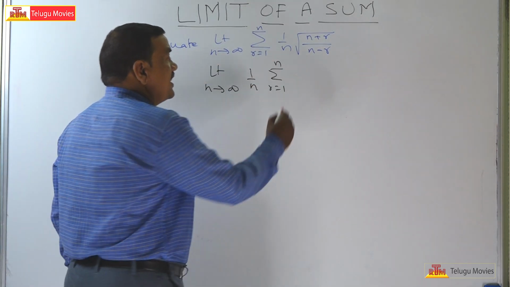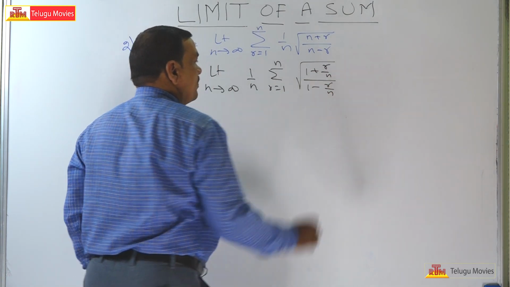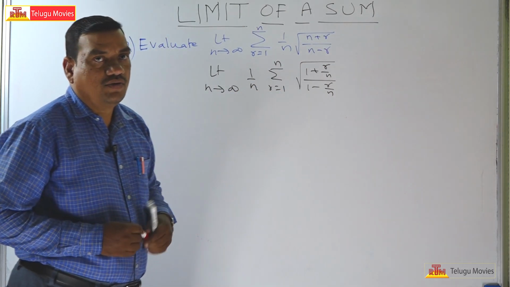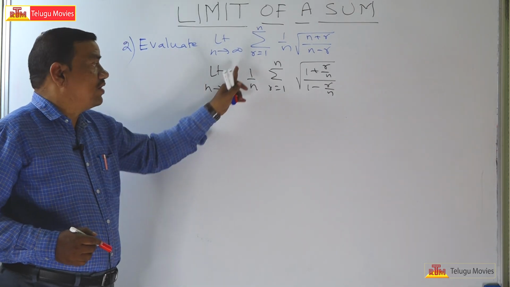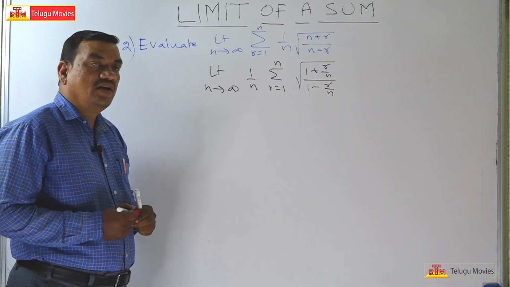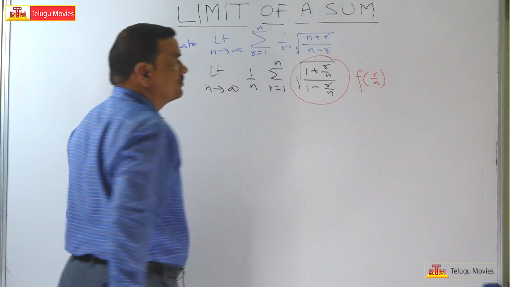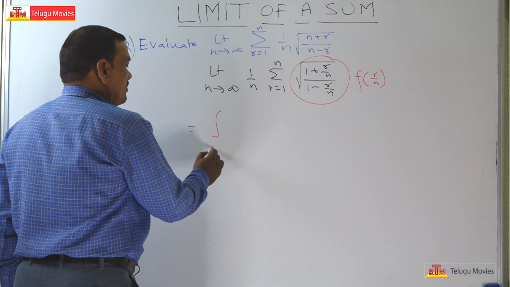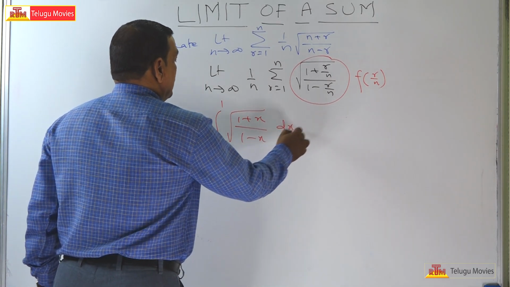So you can write it as root of 1 plus r by n by 1 minus r by n, dividing both the terms by n. Now everything is clear. Limit n tends to infinity is there, 1 by n is there, sigma r runs from 1 to n is there. This is a function in terms of r by n. Now in place of r by n we write x. So this is nothing but integral 0 to 1 root of 1 plus x by 1 minus x dx. Understand?